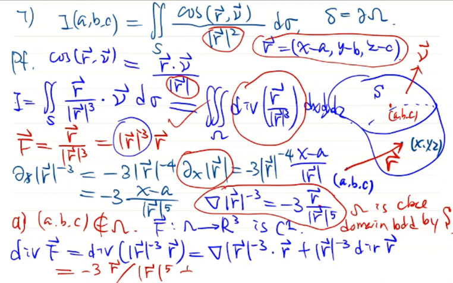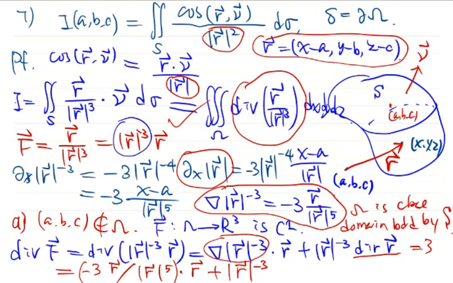And plus, this is the gradient of the norm of R to the power minus 3, and we need to take the inner product with R. Then plus the norm of R to the power minus 3 times the divergence of R, and the divergence of R is 3. Because R is (x minus a, y minus b, z minus c), the partial derivatives of the components with respect to the variables are all 1. So the sum of three 1's is 3. So the divergence of R is 3.